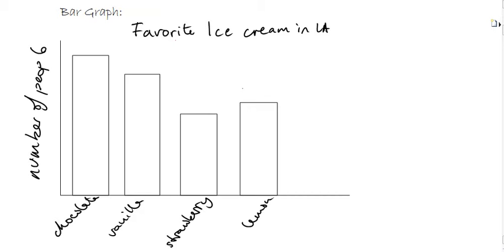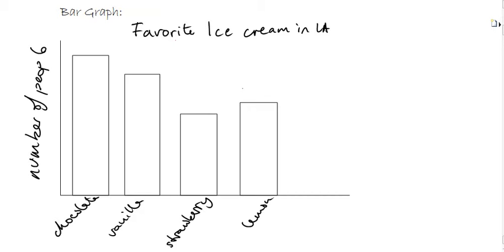Now the bar graph is a great way to show categorical or qualitative data. Now what is qualitative data? It's data about categories, something that has a quality. So for example, favorite ice creams in LA is qualitative data because it has to do with chocolate, vanilla, strawberry, lemon. You're putting people into categories in terms of qualities of something, as opposed to quantitative data, which is data about numbers, where you're putting quantities to things.